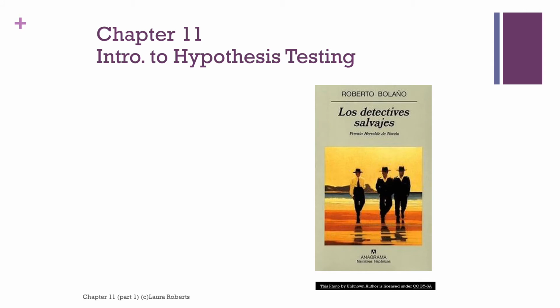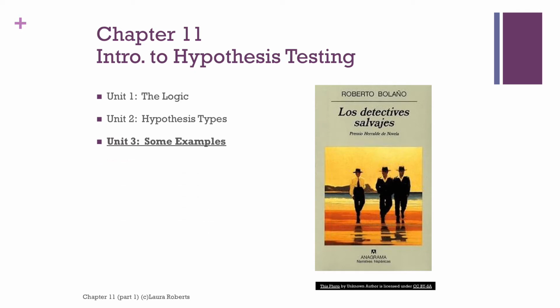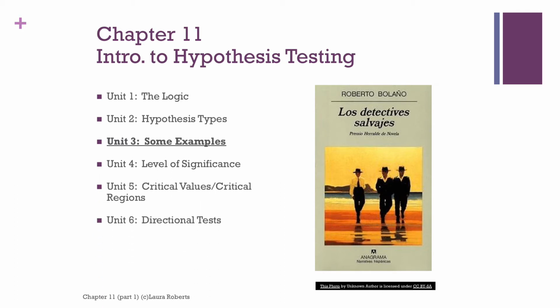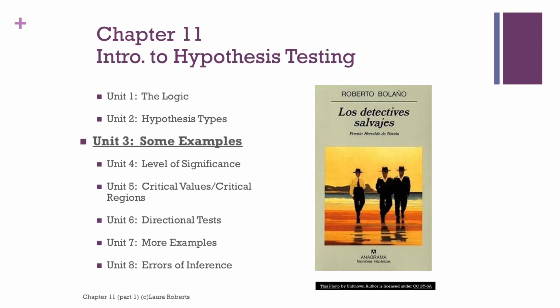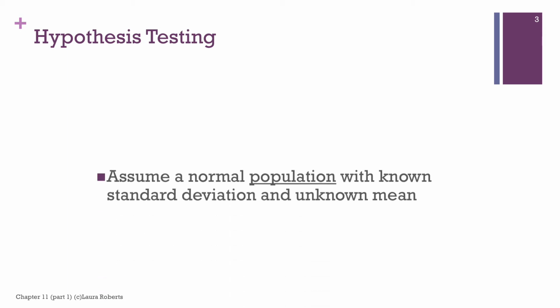Putting our chapter in context, we've already looked at the logic of hypothesis testing, looked at hypothesis types. Now we'll look at some examples, then level of significance, critical values, critical regions, directional tests, some more examples, and then errors of inference. So we'll look at some examples ahead.